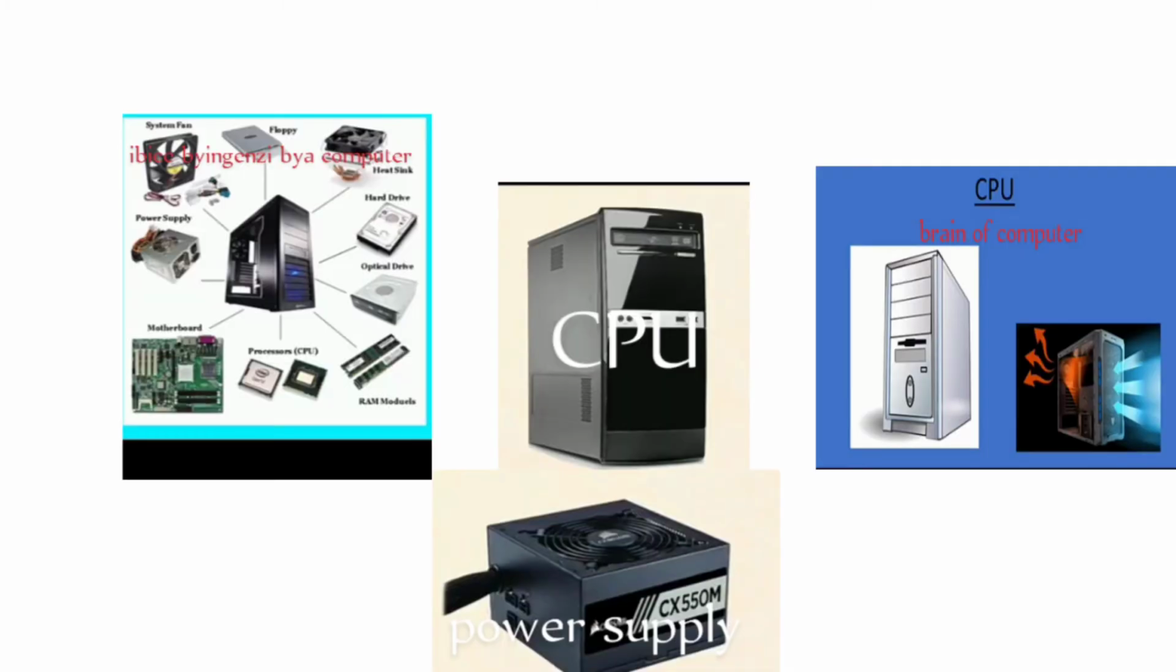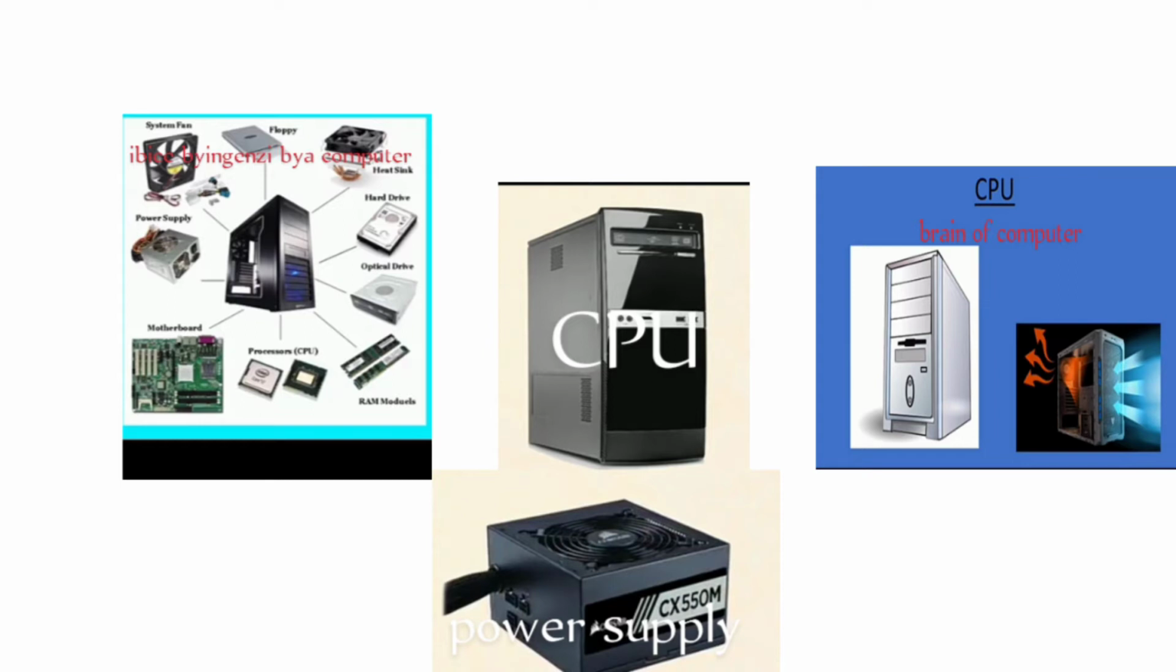So the third is a CPU, or central processing unit. Here is where calculation of all the computer takes place. Calculation of the computer takes place in a CPU. So this is the part of the CPU. Also this is a CPU. So this is a power supply that provides the power to a CPU.